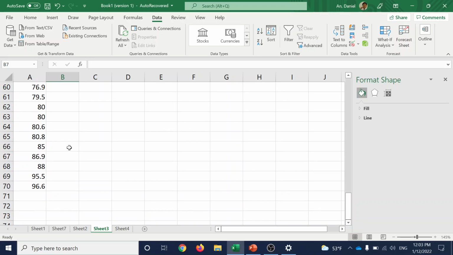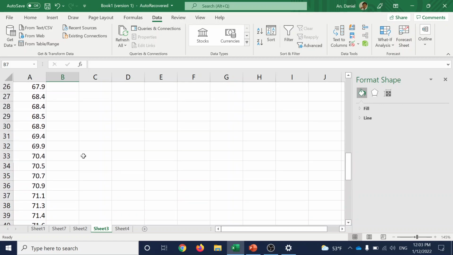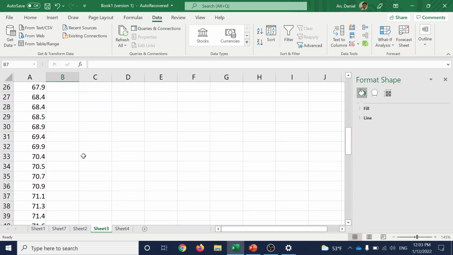And because there's a total of 70, where should we look? 35th. Half of 70 is 35, right? But 70 is even. So the exact midpoint is not 35, but halfway between 35 and 36. So what you need to do is look at the value at the 35th, and the value at 36, and take the average of the two.